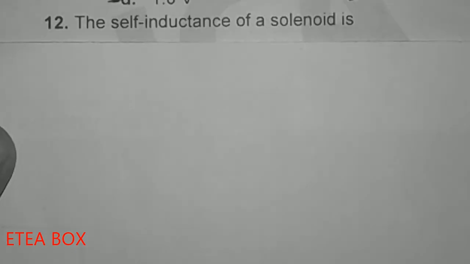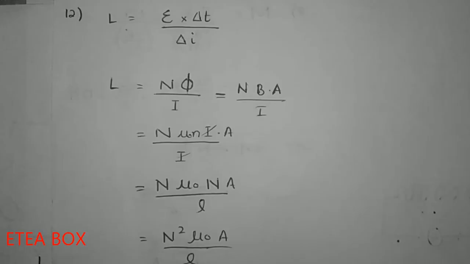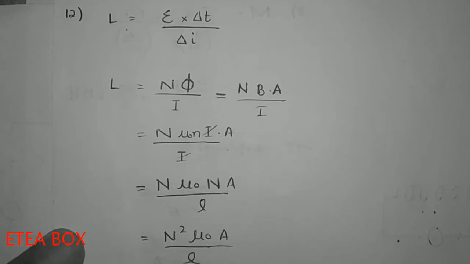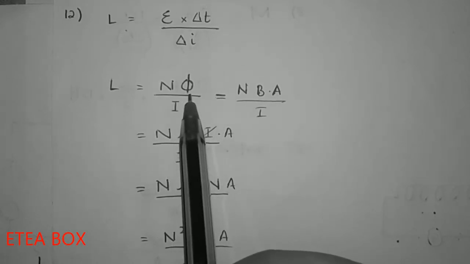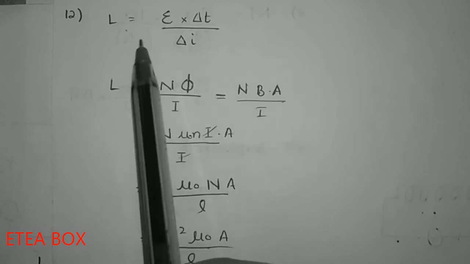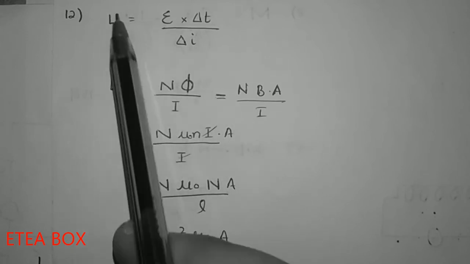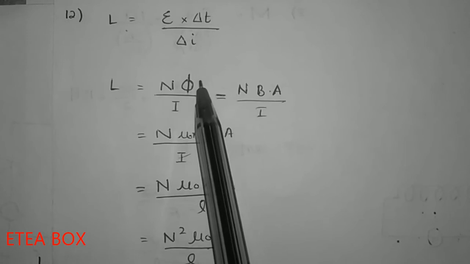12. The self-inductance of a solenoid is, let's see the options. Here A, B, C and D options are given. Let's prove this one. Now look here, we know that self-inductance is equal to EMF multiplied by time divided by change in current, and we can also write this as N magnetic flux divided by current. Look, self-inductance has two formulas, one is this one and the other is this one.